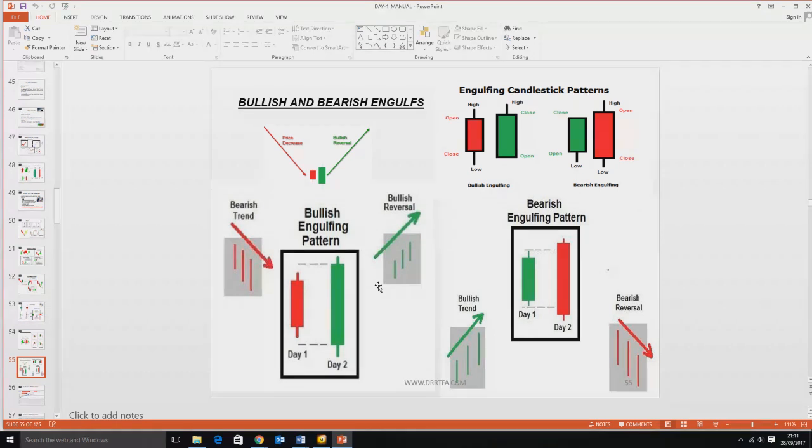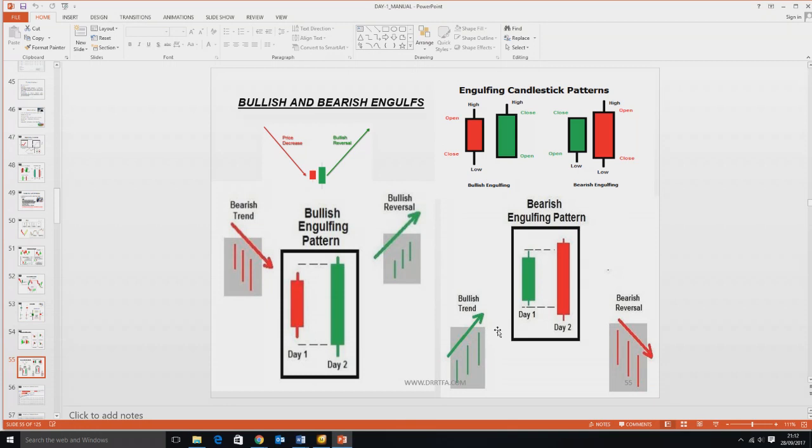Similarly, you have the bullish and bearish engulfing, where a candle, whether it's green or red, engulfs the previous day's candle. Here the condition is that the body of the previous day's candle should be submerged beneath the body of the next day's candle. In this case, you have a downtrend, then another candle on the second day in which the body of the previous day's candle is fully submerged into that candle. So this is a bullish engulfing pattern.